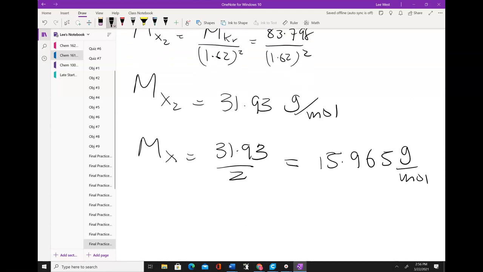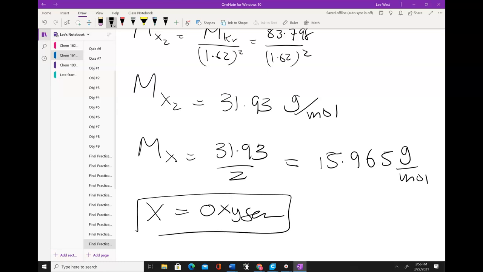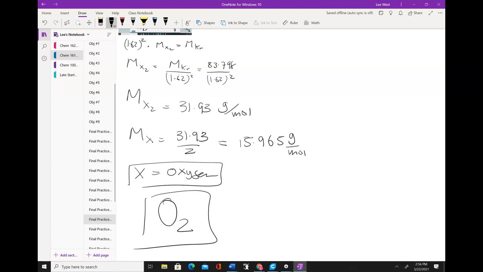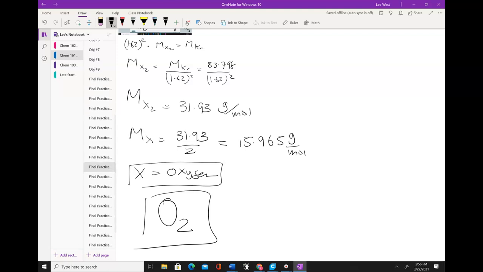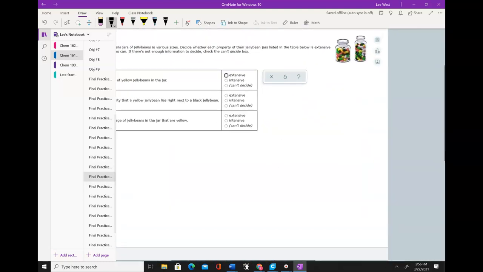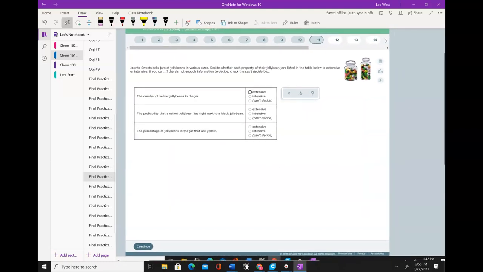What element has a molar mass of approximately 16? X is oxygen. All right. So our homonuclear diatomic material must be O2. So O2 leaks out of a pinhole quicker than krypton does. There you go. So if you wanted to prevent gas from leaking out of a container, you'd use krypton over O2 because it would leak out slower. All right, 1.6 times slower.